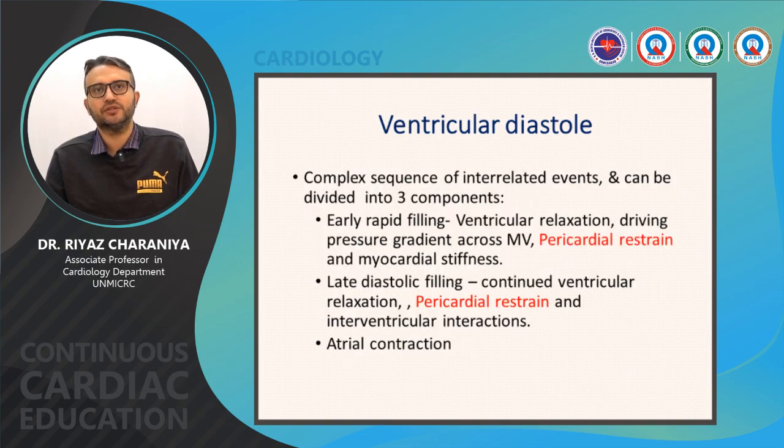the stress-strain relationship. Ventricular diastole is broadly divided into three components: the early rapid filling, the late diastolic filling and the last phase of atrial contraction. The factors responsible for early rapid filling include the early ventricular relaxation phase, and this causes a driving pressure across the mitral valve, which causes blood to shift from the LA to the LV.